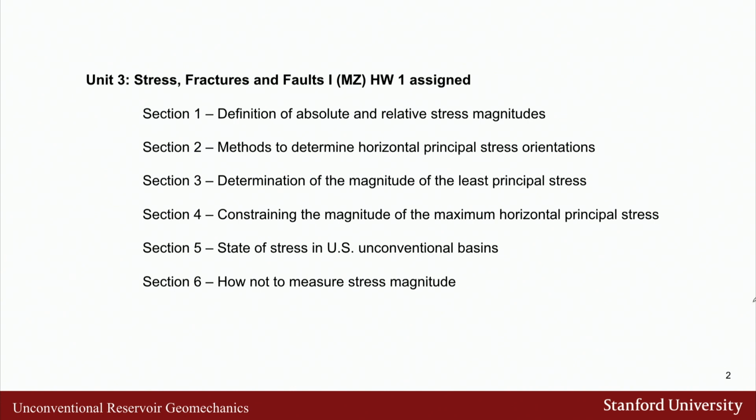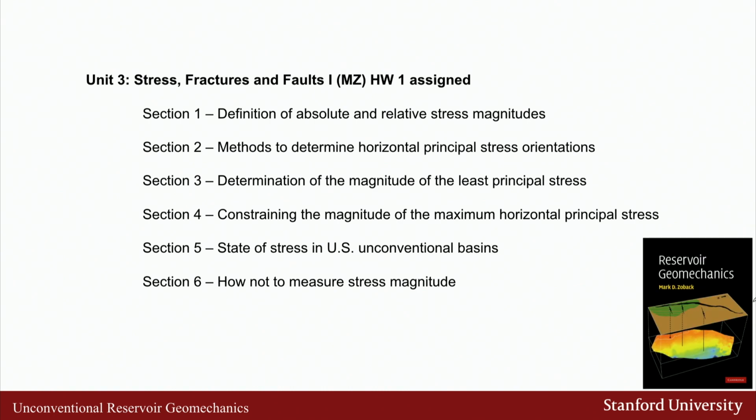We have 6 topics. Definitions of absolute and relative stress magnitudes, methods to determine horizontal principal stress orientations, determination of the magnitude of the least principal stress, constraining the magnitude of the maximum horizontal stress. Then we're going to review the state of stress in unconventional basins throughout the U.S., and a few words about how not to measure stress.